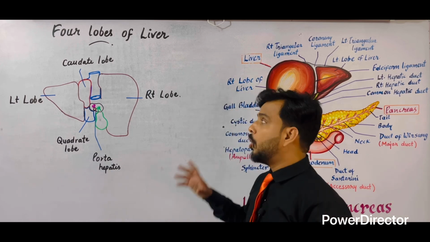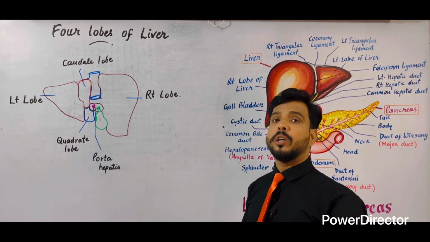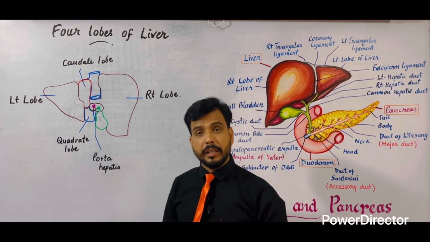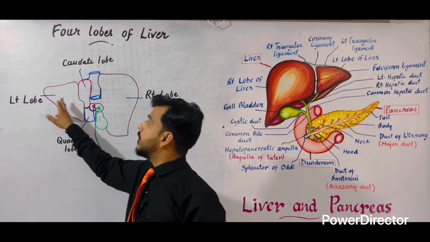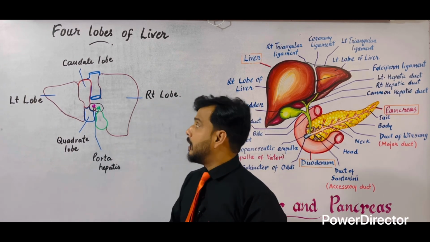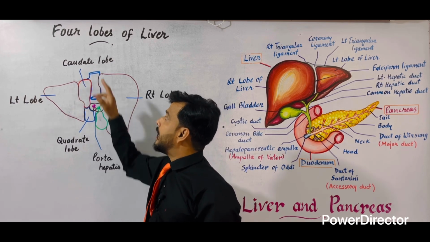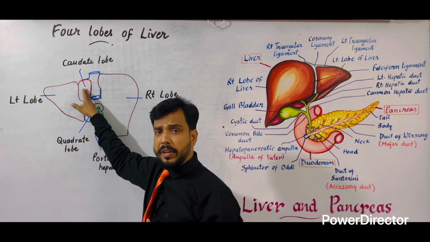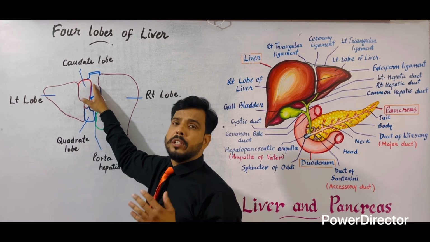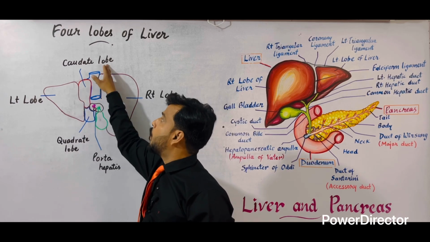But if we observe from the back side, then we will find that there are a total of 4 lobes present in the liver. This one is known as the right lobe of the liver. This one is the left lobe of the liver, and another lobe is present just above the left lobe, which is known as the caudate lobe. It is present just near the inferior vena cava, by which the impure blood leaves the liver and enters the body. So this is the caudate lobe.